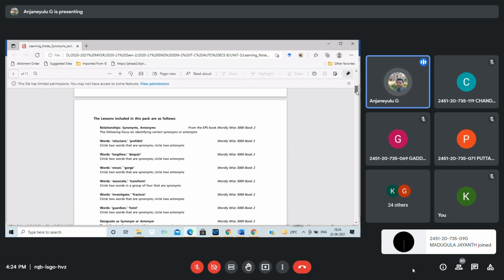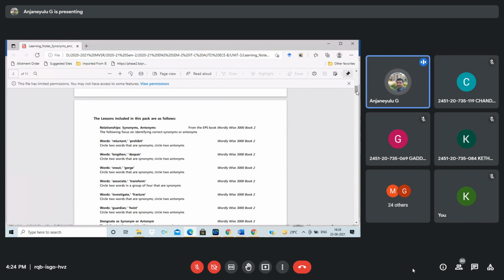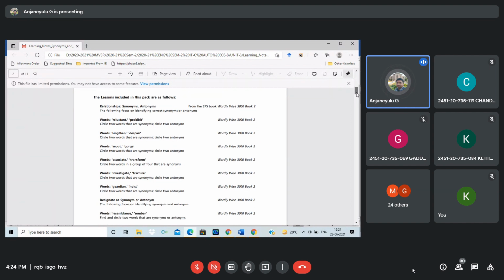For example, if you look here, this is included in this pack as follows: relationship, synonyms and antonyms. The words are reluctant and prohibit. Circle two words that are synonyms, circle two antonyms. So you have to see which is related and circle it. These are some exercises I have given. If you look below, there are some more.